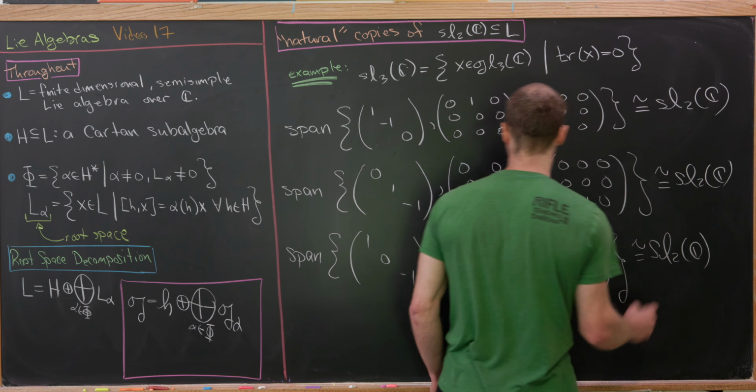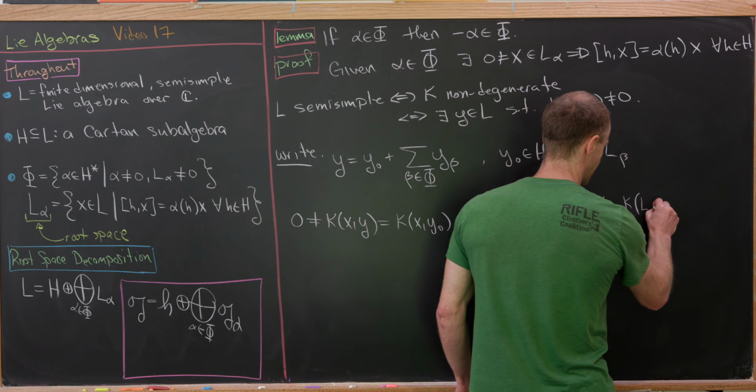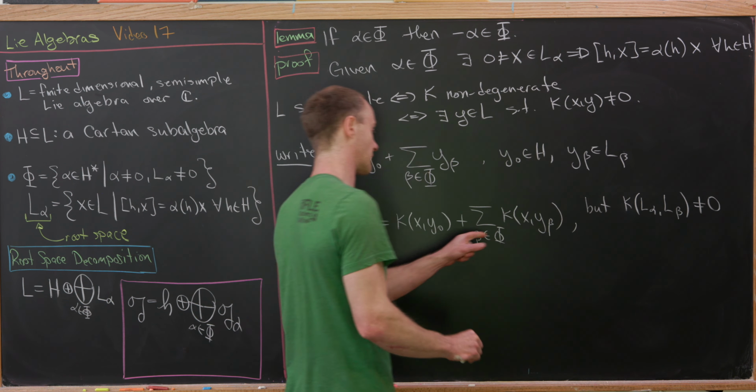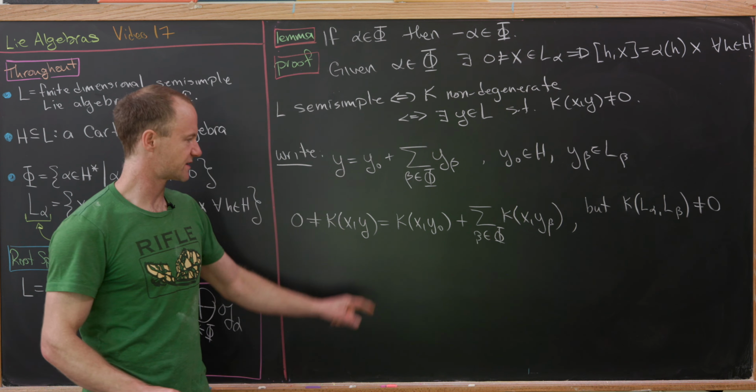That's because they're all linearly independent. And so that means that one of them is non-zero. But that means that the Killing form of L alpha, L beta is non-zero for one of these betas. So I guess I should say that this will give us 0. You can check that. That's something we proved earlier.